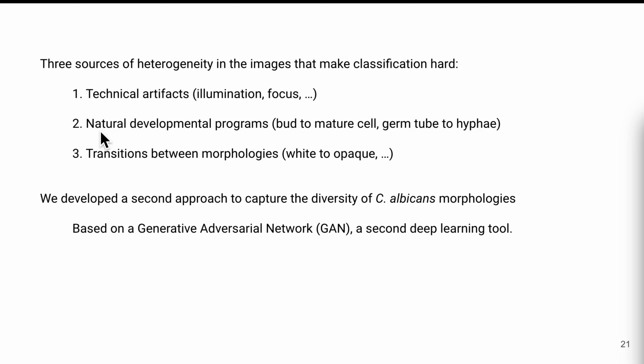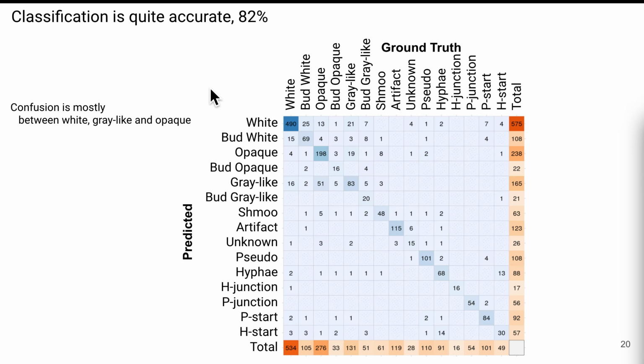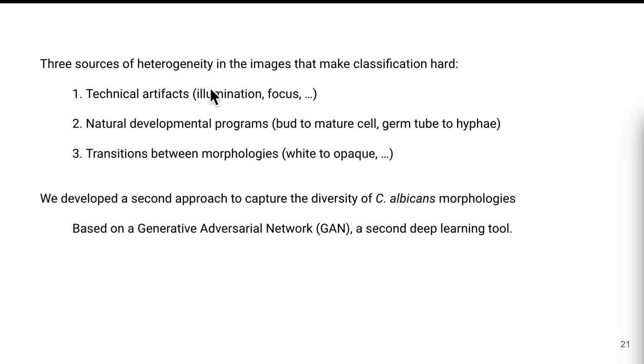So it does seem to be challenging, but it is informative to ask what the sources of heterogeneity are that make this problem so difficult. Certainly technical artifacts, but that's clear. The second thing, though, is that these images that we're taking are snapshots, but they hint at very dynamic processes right underneath them. For example, we're capturing cells that are going from bud to mature, and we're capturing cells that are transiting from a white to opaque morphology. Those intermediate cells between the endpoints may not look very much like the canonical morphologies, right? So that's kind of a weakness of our FCOS classifier-based approach.